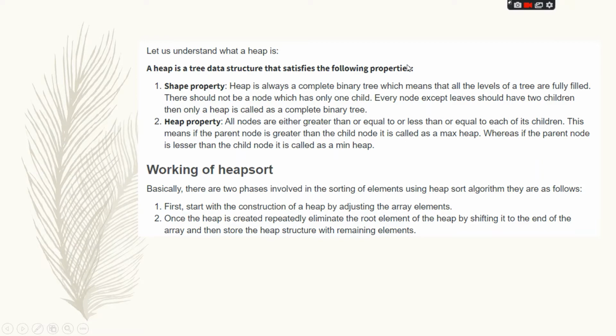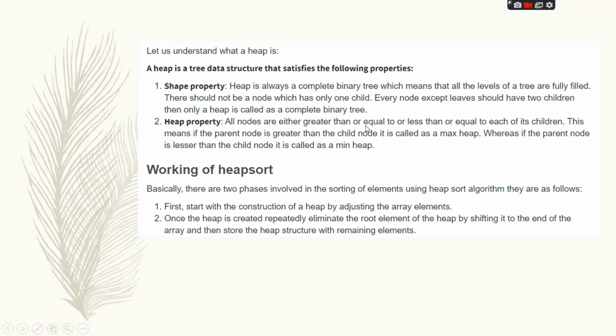Now we see the second property, that is the heap property. All nodes are either greater than or equal to, or less than or equal to, each of their children. This means that if the parent node is greater than the child node, it is called a max heap, whereas if the parent node is lesser than the child node, it is called a minimum heap. This is very important to understand. From the beginning, you can just imagine what the terms max heap and minimum heap mean. Whenever the parent node is greater than the child node, it is called a max heap, and when the parent node is lesser than the child node, it is called a minimum heap.